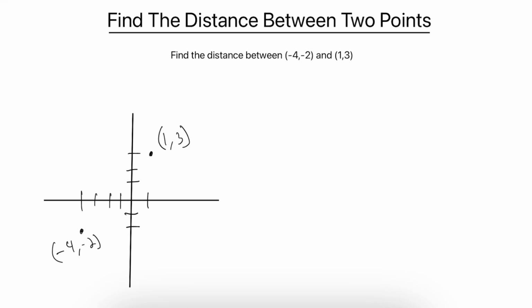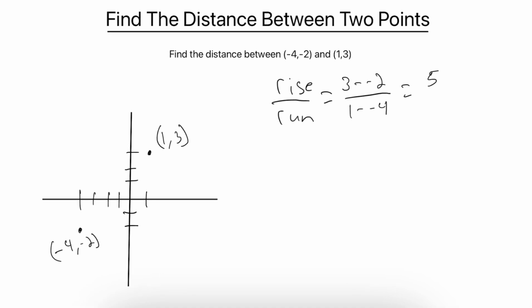Now we're going to find the distance between the point at (-4, -2) and (1, 3). So first we're going to look for our rise over run. So our rise is the difference between y values. So we have 3 minus -2 over 1 minus -4. So 3 minus a -2 is 5, and 1 minus -4 is also 5.